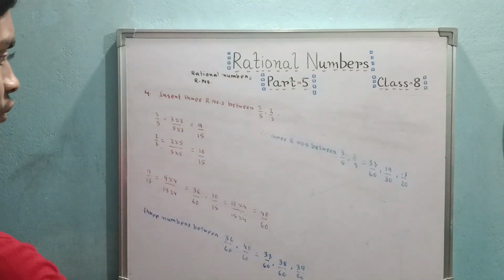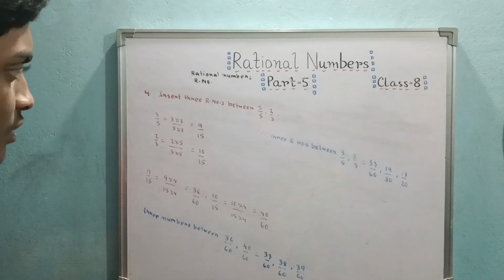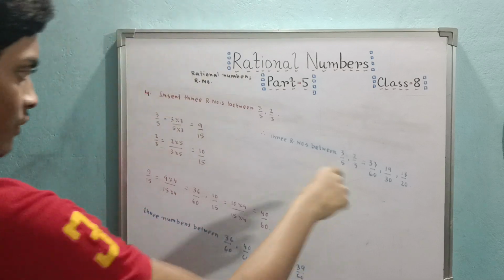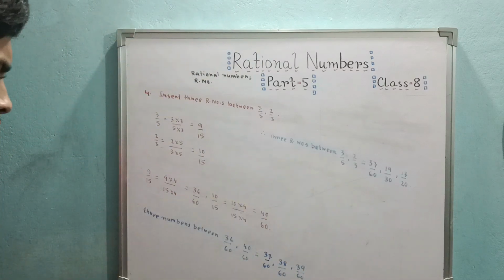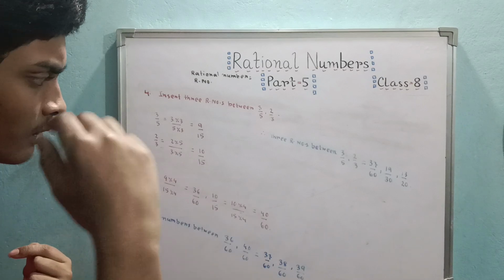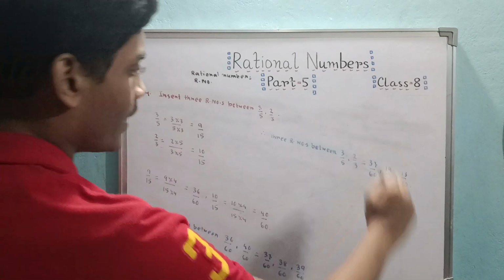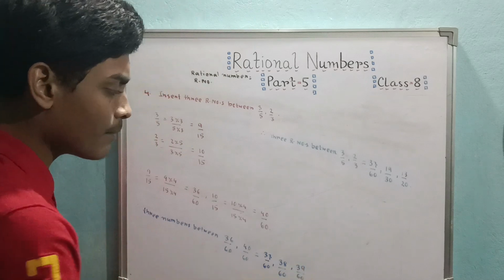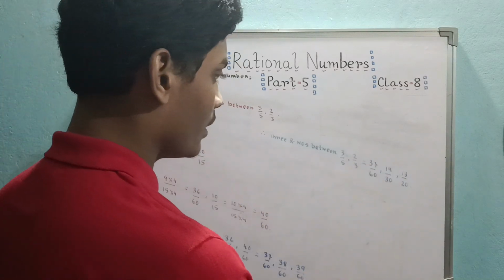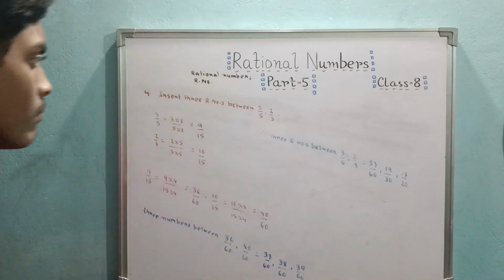Now, 36 by 60 is 3 by 5 and 40 by 60 is 2 by 3. Then three numbers between 3 by 5, 2 by 3 is what? 37 by 60. Then 38 by 60, if you simplify by dividing the numerators and denominators by 2, you get 19 by 30. Then 39 by 60 is what? Divide the numerator and denominator by 3, you get 13 by 20. Those are the required numbers.